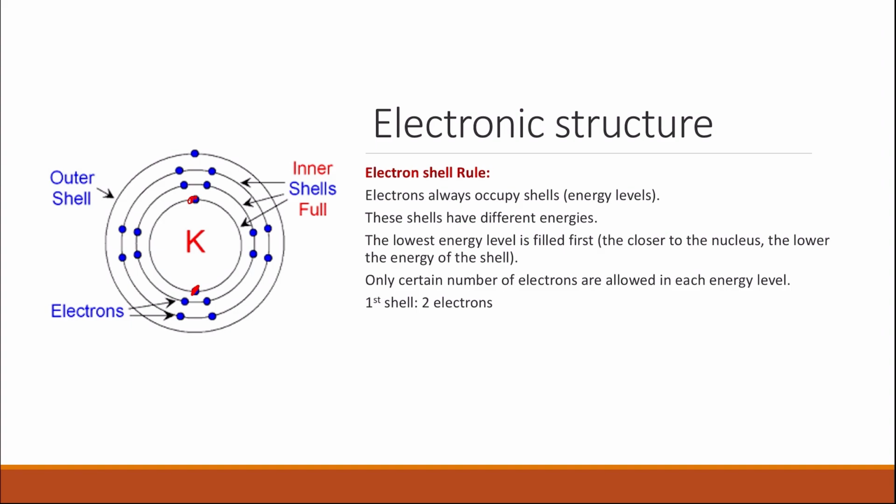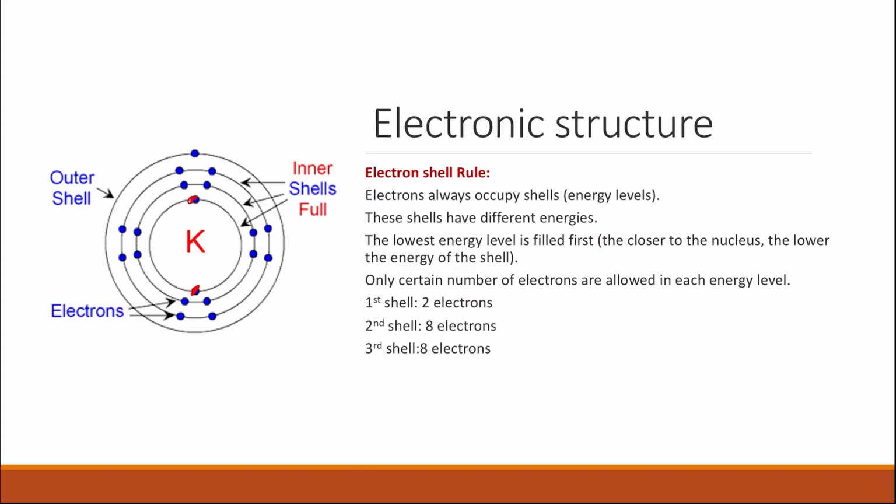So if an atom has more than 2 electrons, then the third electron will occupy the second energy shell, and so on. The second shell has a maximum of 8 electrons. That means that the first 2 electrons will go to the first shell, the following 8 electrons will go to the second shell. So if an atom has more than 10 electrons, the 11th electron will occupy the third shell. And the third shell as well has a maximum of 8 electrons.